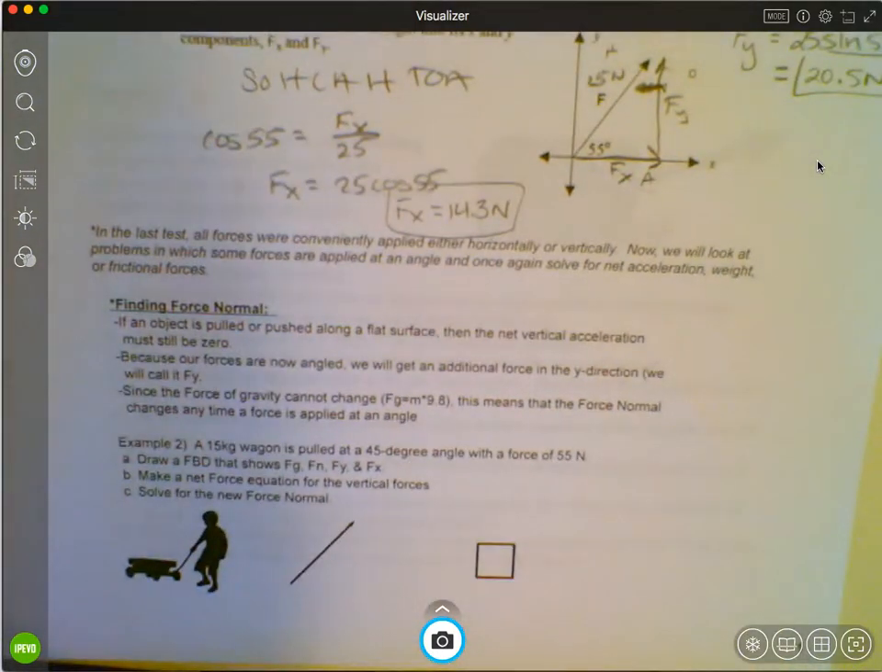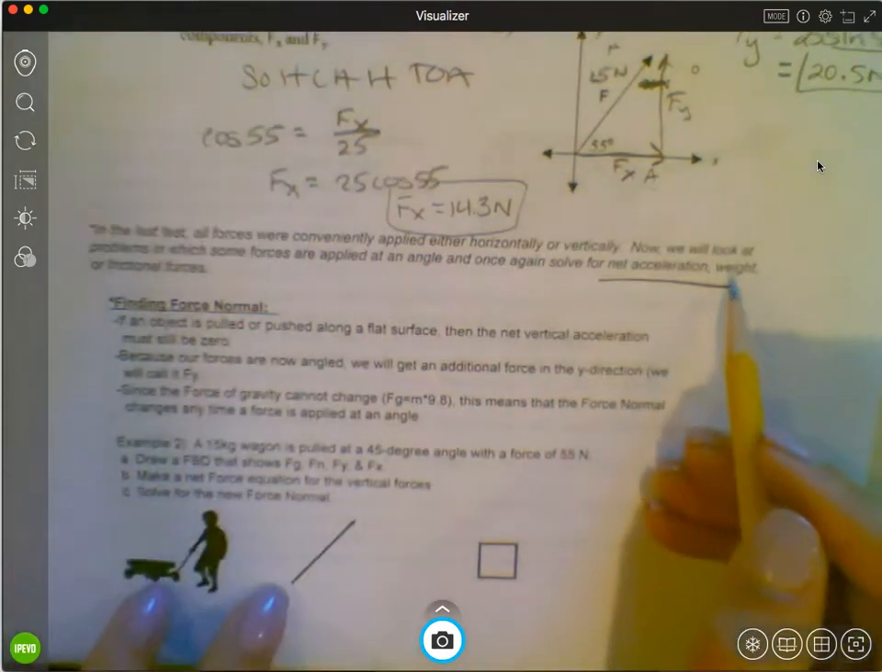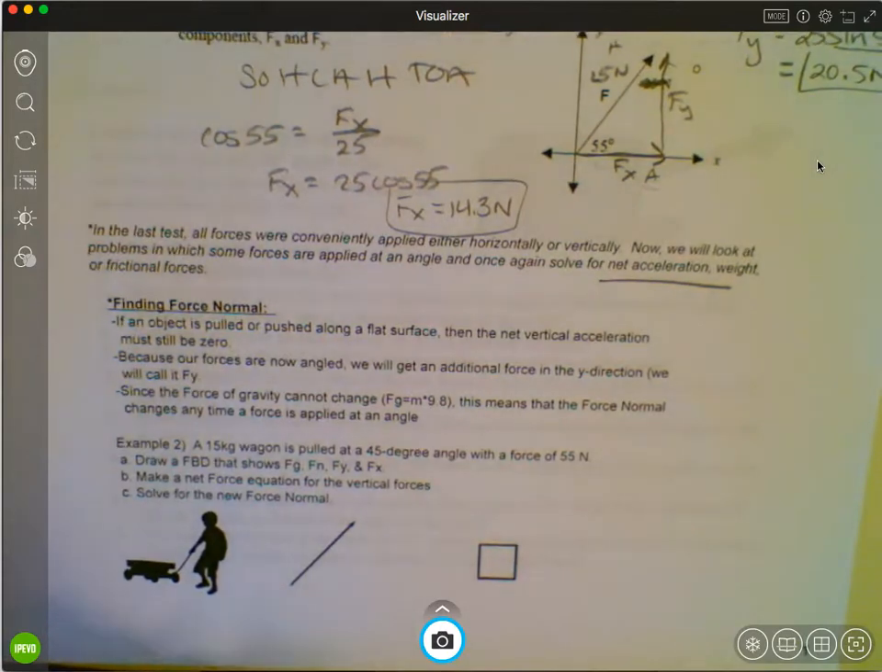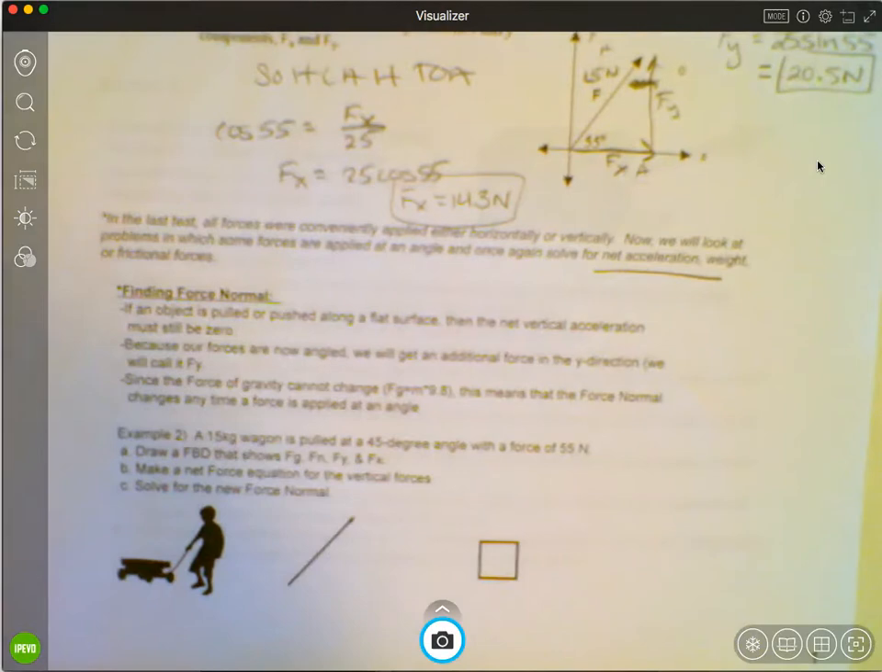All right, in the last unit, all forces were conveniently applied either horizontally or vertically. Now we will look at problems in which forces are applied at angles. We're going to, again, solve for net acceleration, weight, and frictional forces. Okay, so it's the same processes. That's why I said that if you didn't understand last unit, this one would be harder, because you need the basics of last unit in order to do this unit. All right. So finding the normal force, and that's what usually is the hardest part about starting these angled force problems.